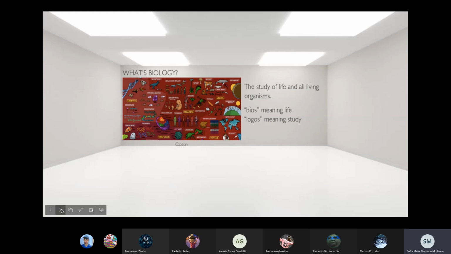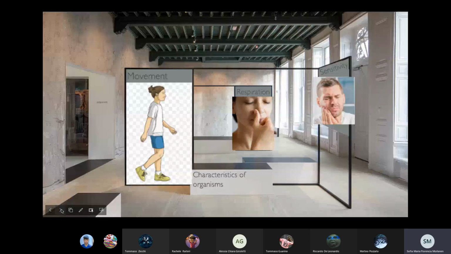And here in the picture, I've put some examples of some things that can be biology, which can go from the genetics to the medicine to cells to animals to everything. Here are some characteristics of living organisms, and they are divided into the movement, which is an action by an organism which causes a change of position or place. Then there is the respiration, which is the chemical reactions in cells that break down nutrient molecules and release energy. And then there is sensitivity, which is the ability to detect and respond to changes in the environment.